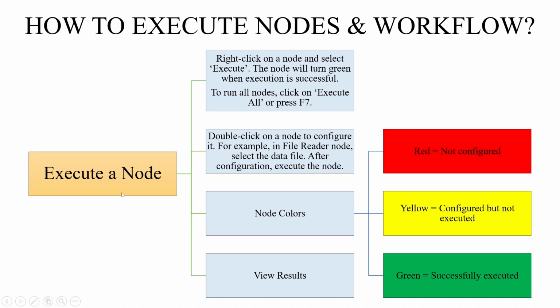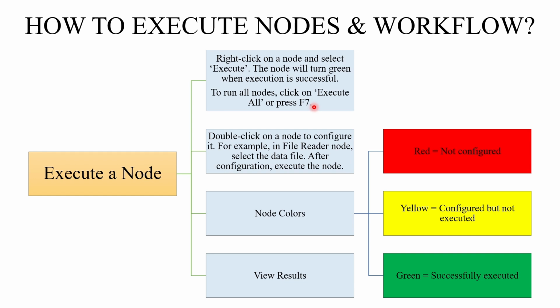So if you want to configure a node, you just have to right click on the node to be configured. You configure the node, and if it turns green, we can consider that the node has been executed successfully. Suppose in your entire workflow there are many nodes and you want to execute them all. There is a tab called Execute All, or press F7. All nodes will be executed.